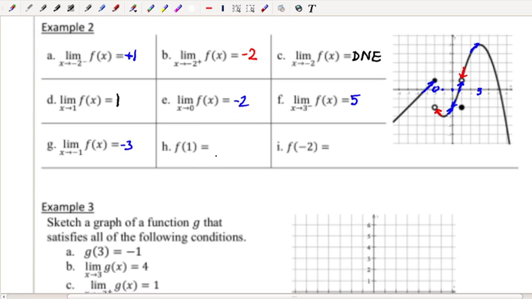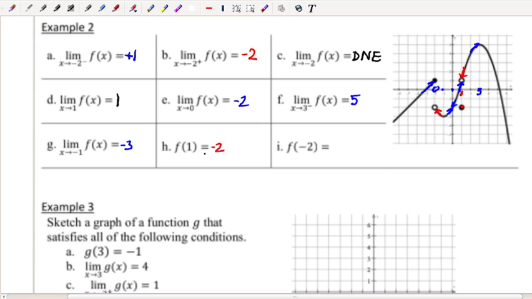F of 1 is saying, where is my function defined at the x value of 1? This is a different question than what's the limit of f as x approaches 1. This is just what is f of 1. So here is x value of 1. And if I look for where my function is defined, there's a hole right here where the limit was, but there's a dot down below. This is the actual value that I'm interested in for where's my function defined. So f of 1 is equal to -2.